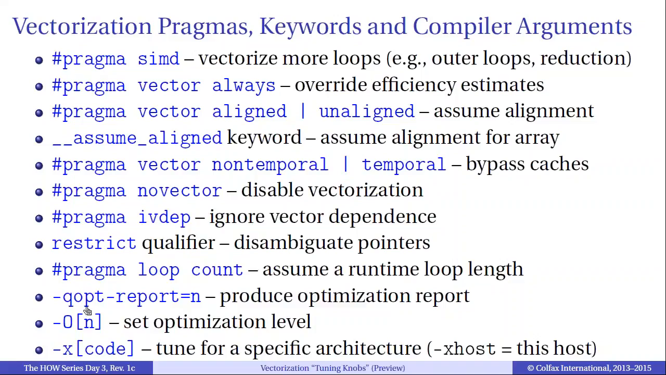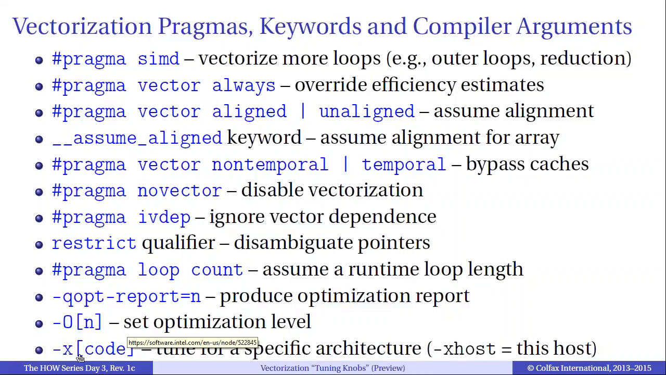And I also have here 3 compiler arguments. -qopt-report requests the vectorization report, and actually you can tune the verbosity of this report by including an integer, 1, 2, 3, 4, 5. The greater the integer, the more information you get in the vectorization report. Capital O followed by an integer is a control for optimization level for the compiler. So I want to point out that the default level of optimization O2 includes automatic vectorization, but level O1 does not include automatic vectorization. There is also compiler argument -x.